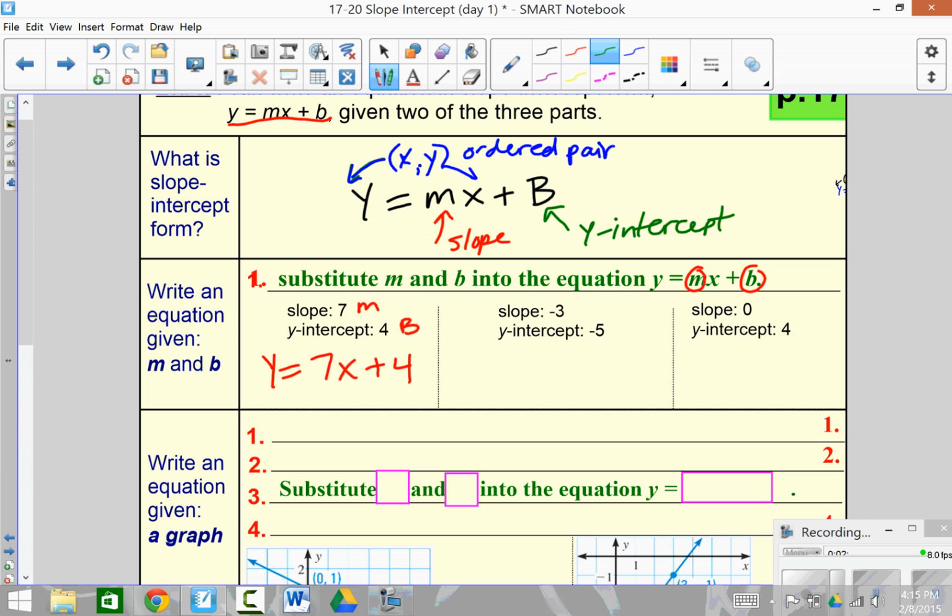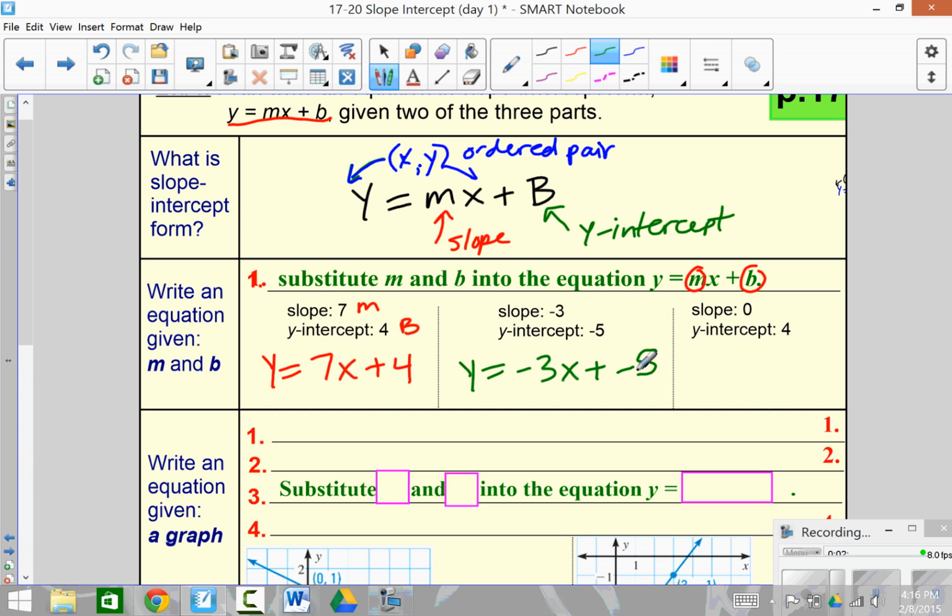Likewise, next one, if I give you a slope of -3 and a y-intercept of -5, what's the equation of this line? It's going to be y equals -3x plus -5. Or you can write y equals -3x minus 5.